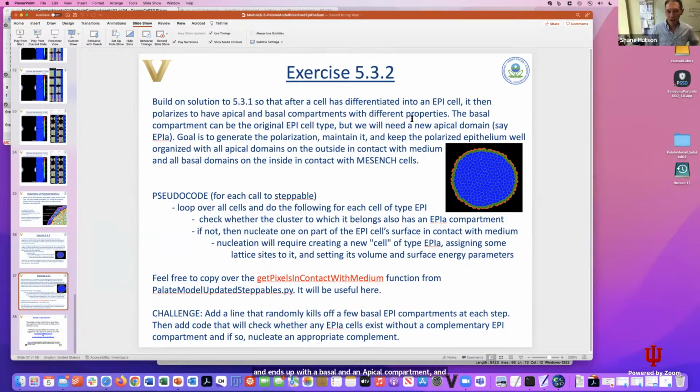It's perfectly fine for the basal compartment to be the original epi cell type. We don't have to have a specific epi basal, but we do need a new apical domain. I'll call it epi A in the one that we put together. We want to generate that polarization, maintain it, and keep the polarized epithelium well organized so that the apical domains are on the outside in contact with medium and the basal domains are on the inside.